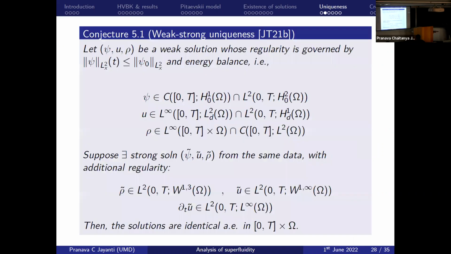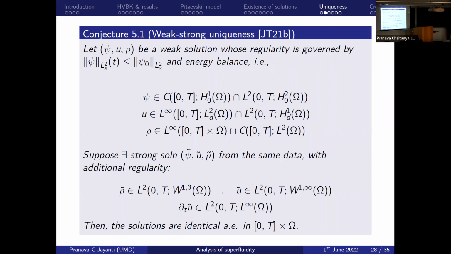Okay. So this is the conjecture for the weak-strong uniqueness. So here we take really weak solutions. So not the ones that we constructed, but really weak ones, where the regularity of these fields is defined only by the energy balance. And so for instance, the velocity is only in L2, right? Because kinetic energy, and the superfluid mass balance, okay? Only these conditions tell you what these fields should look like. If you consider such weak solutions, and you assume that there exists a strong solution from the same data, and by strong, I mean that solution has this regularity plus some additional regularity on the density and velocity, then the solutions are identical. So this is usually the statement of weak-strong uniqueness.